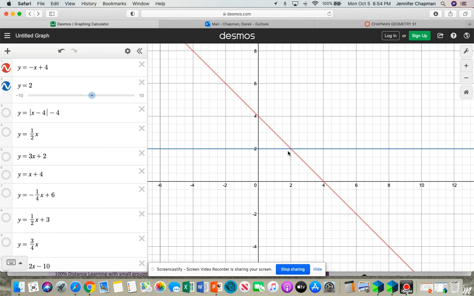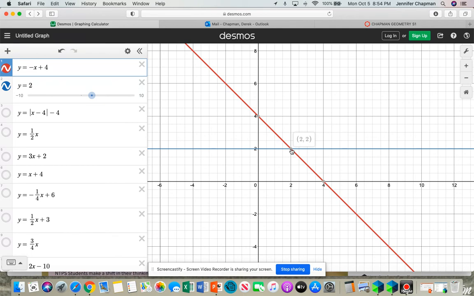Notice also I'm hovering over there with my arrow and nothing's popping up. But if I hover right over where they cross and click, a little point pops up. And it tells you exactly where they're crossing. All right? So I know the solution to this equation where these two lines cross is (2, 2). So if it was me writing this out, that would be my answer, right?